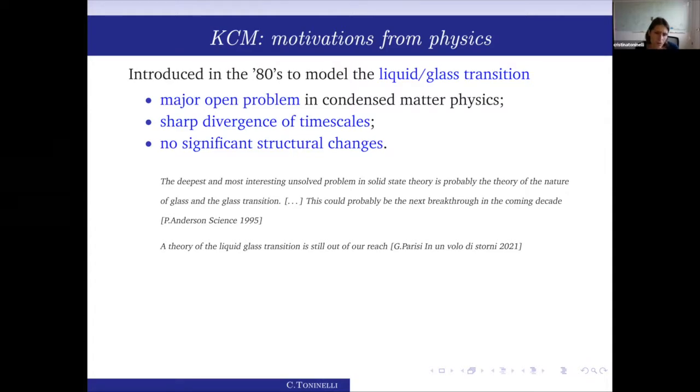He wrote, now more than 20 years ago, that in his opinion, the deepest and most interesting unsolved problem in solid state theory is determining the theory of the nature of glass and of the glass transition. And he also predicted that this could be the breakthrough for the coming decade. It has not been a breakthrough in the coming decade. Physicists still strongly disagree on the mechanism which underlies this phenomenon. A theory of the liquid glass transition is still far beyond our reach.